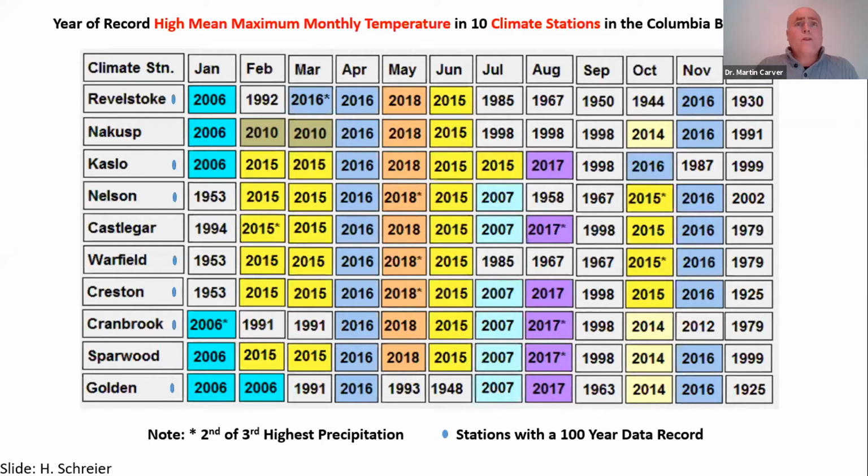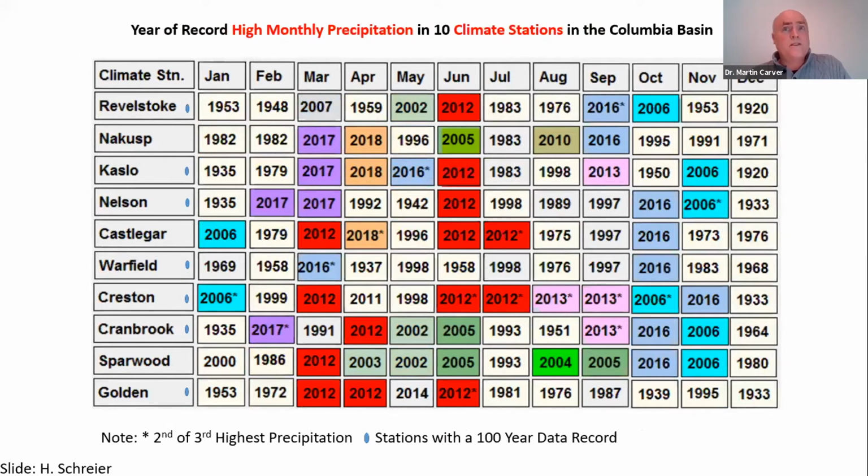So the next 4 slides then summarize what's happening. And it takes 2 climate metrics. Here we have the mean maximum monthly temperature for the 10 climate stations up and down on the left for each month of the year across the top. And we can see that these years of record for those cells are increasingly populated by recent years. This is for monthly precipitation. We see the same sort of thing. And if trends continue, I suppose we can expect essentially this whole tableau of cells to be populated with recent years.